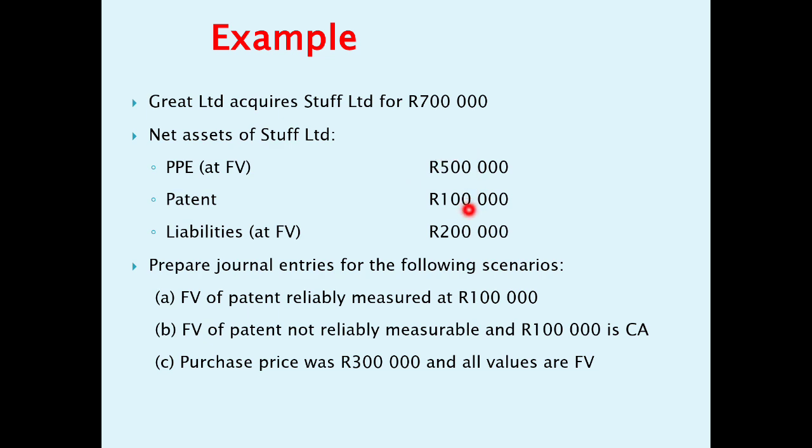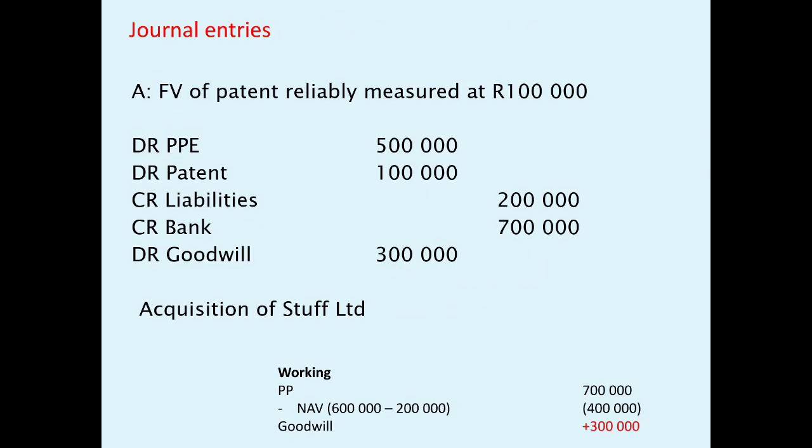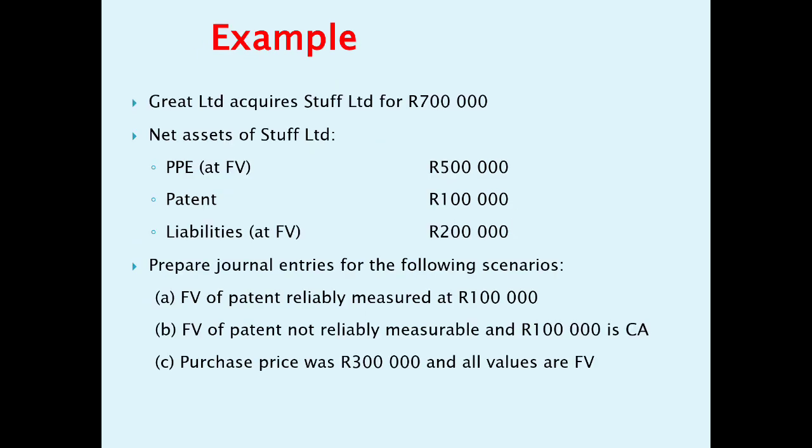So 500 plus 100, 600,000, minus liabilities, 400,000. So your goodwill is 400,000. Because goodwill is 600,000 minus 400,000.